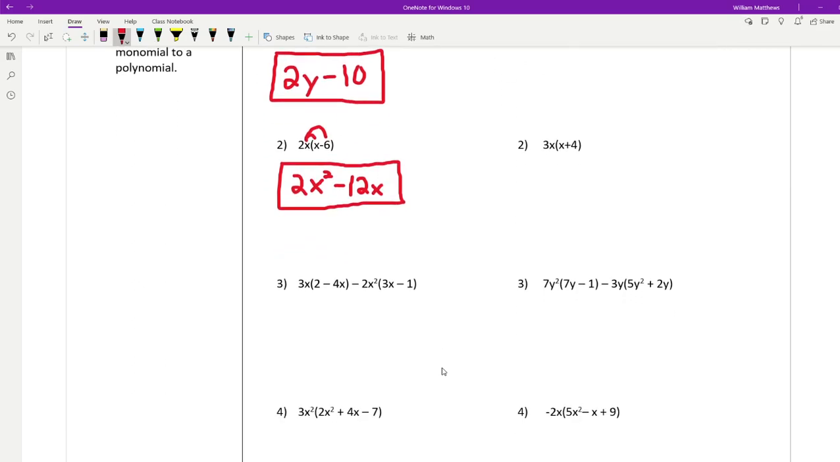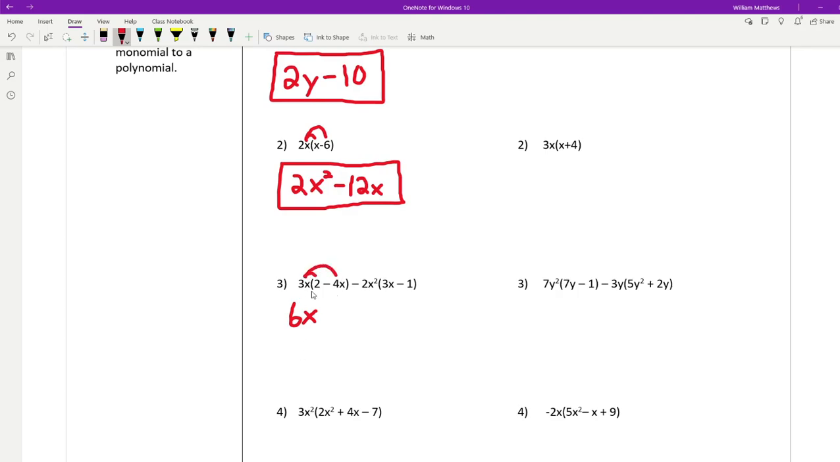Now a little bit more complex problem. In this case, we have 2 sets of parentheses, and we're multiplying both of them by a term including a variable. So if we break this down, we can start with the first parentheses. This will be 3x times 2. This will give us 6x. All we did was multiply the coefficients, the 3 and the 2.